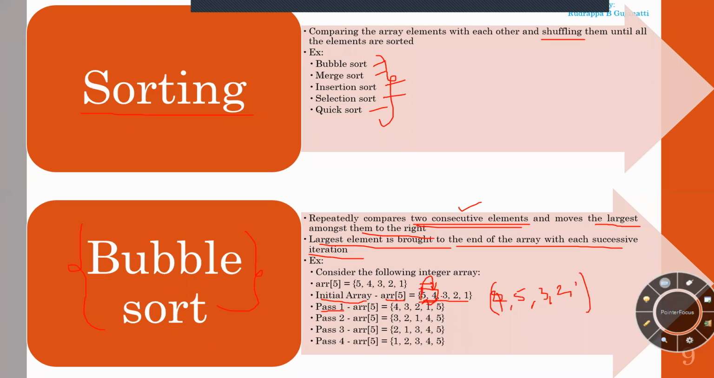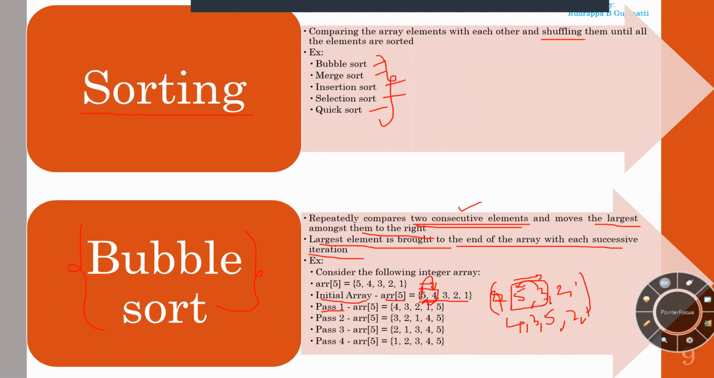So the first two elements I had compared. Now I'll compare these next two elements. Out of this, 5 is bigger, so I move it towards the right. So the 3 will be shifted to this point. So it will be 4, 3, 5 will be present here, and then 2 and 1.